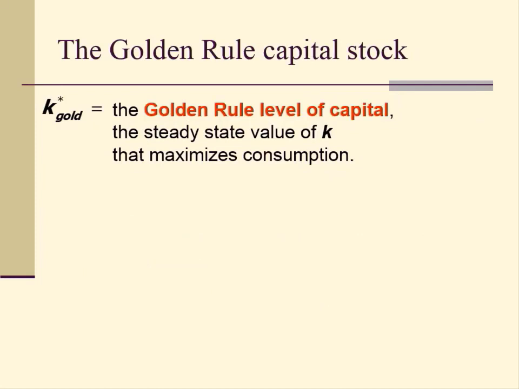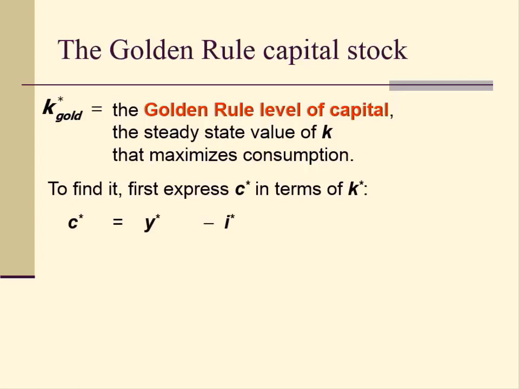So the K star sub gold is the golden rule level of capital, the steady state value of capital stock per worker that maximizes consumption. So how do we find this? To find it, we need to first express C star in terms of K star.